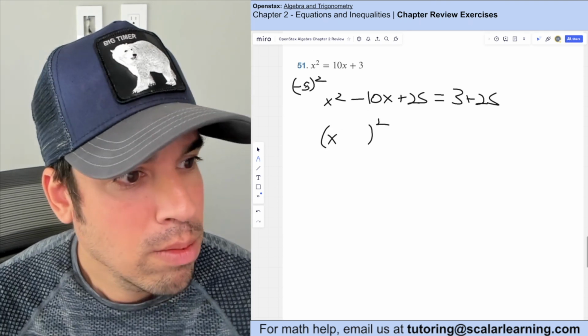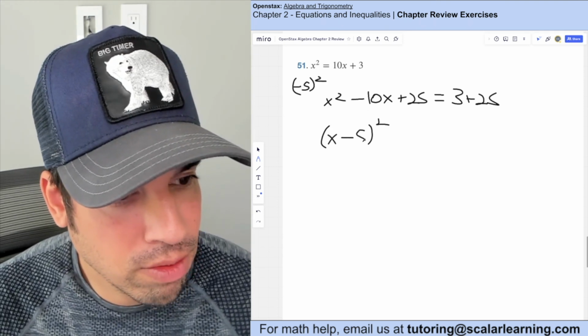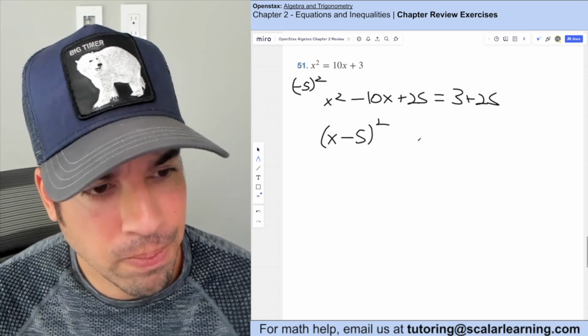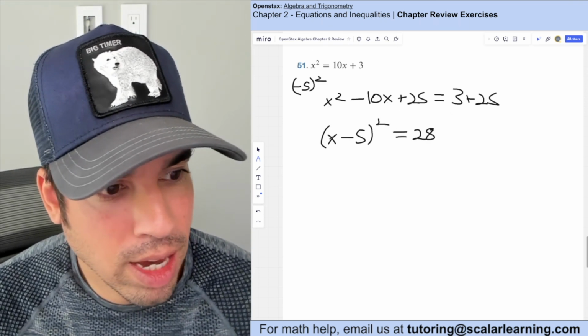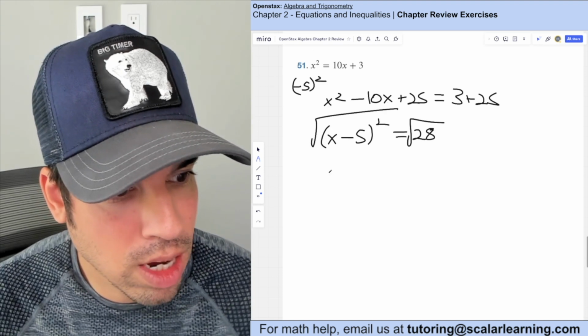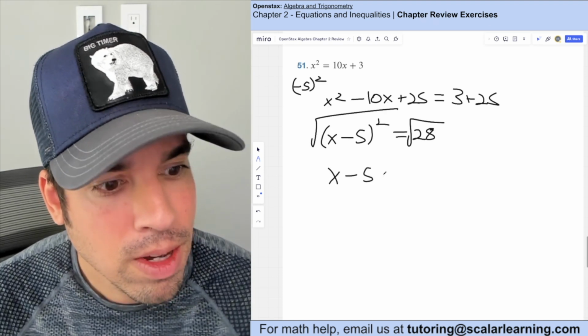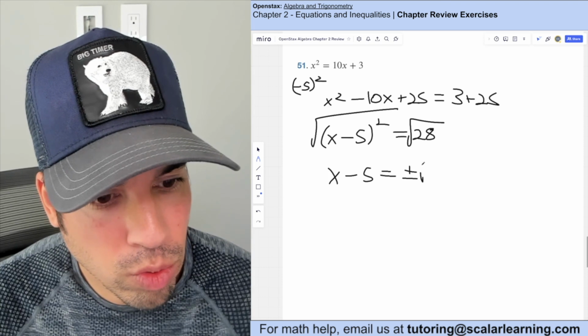Then I'm going to factor this left side, and I know it's a perfect square, and it's going to be x plus whatever this is, which is negative 5. And if you FOIL this out, you'll get this trinomial. Equals 3 plus 25 is 28. Then I'm going to take the square root of both sides, and I get x minus 5 equals plus or minus square root of 28.